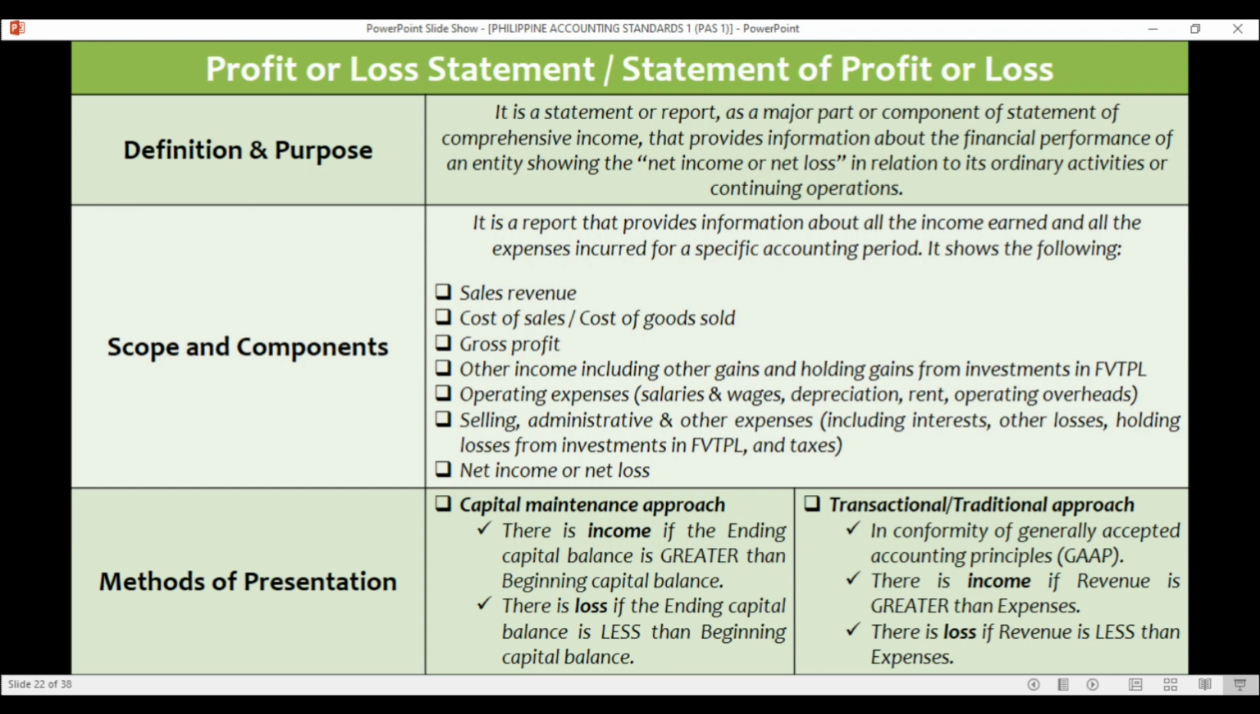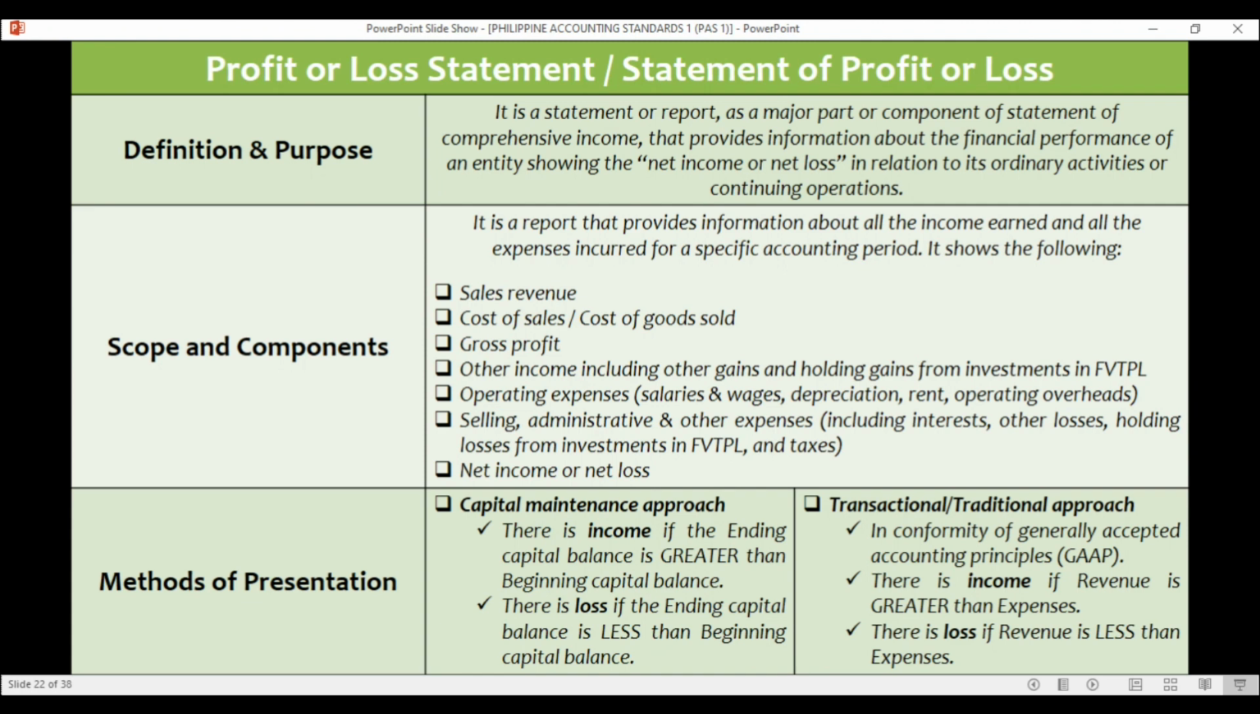Under the capital maintenance approach, there is income if the ending capital balance of an entity is greater than the beginning capital balance. Otherwise, it is a loss, if the ending capital balance is less than the beginning capital balance. So we're just going to adjust our capital balances, then compare the beginning and ending amounts, which will report income or loss depending on whether the ending capital balance is greater or less than the beginning capital balance.